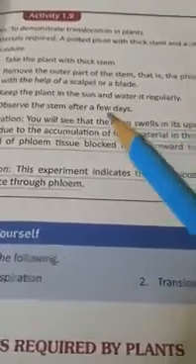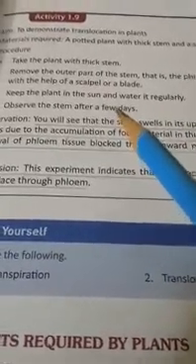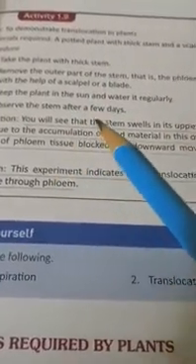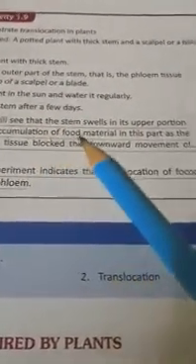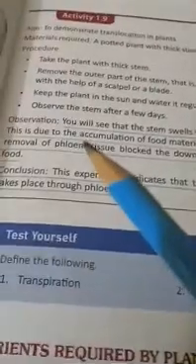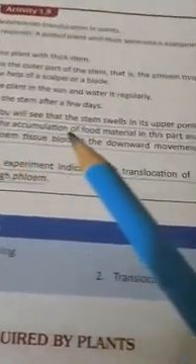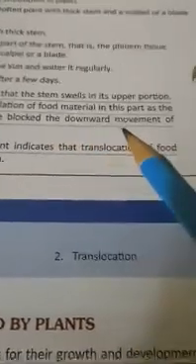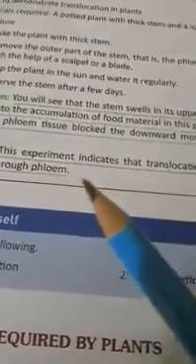Why do you need to keep it in the sun? Because only in the sun does the plant prepare food in the leaves. Observe the stem after a few days. You will see that the stem swells in its upper part. It is due to the accumulation of food material in this part, as the removal of the phloem tissue blocked the downward movement of the food. So what do we conclude? This experiment indicates that translocation of food takes place through phloem.